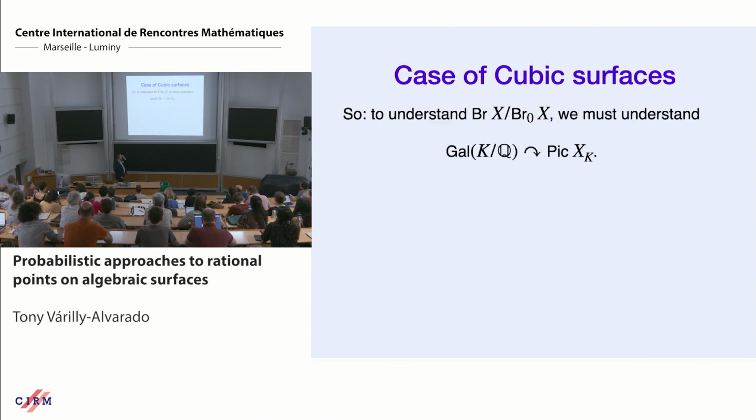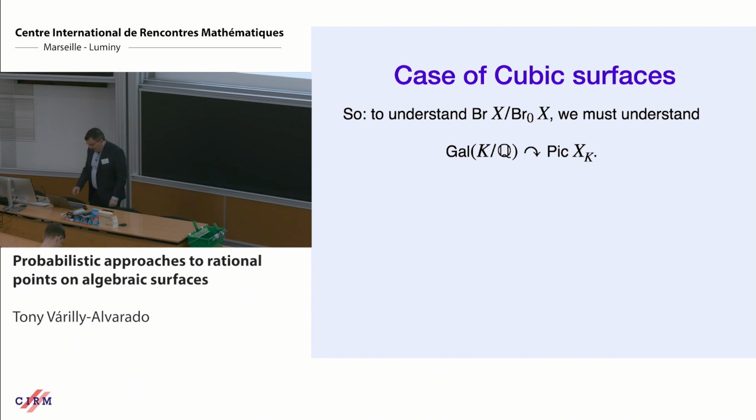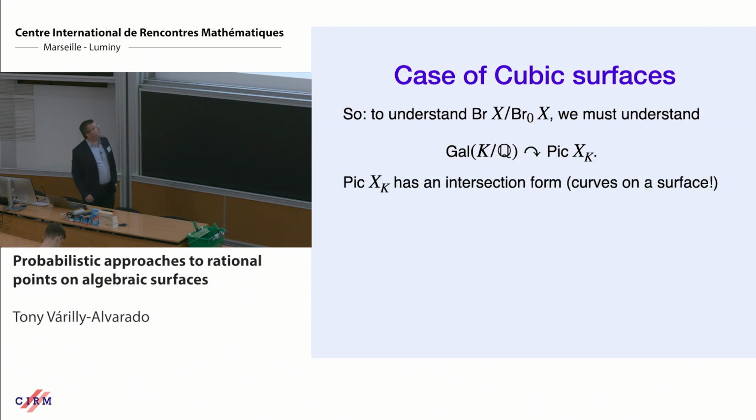So the reason is that if you want to understand this quotient, what we really need to understand is how this finite Galois group is acting on the Picard group base extended to this finite Galois extension. Okay, that sounds good, but you can say a little bit more.